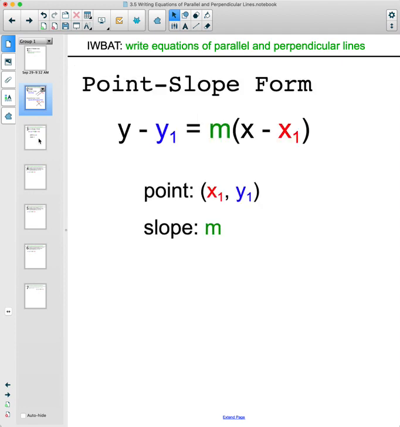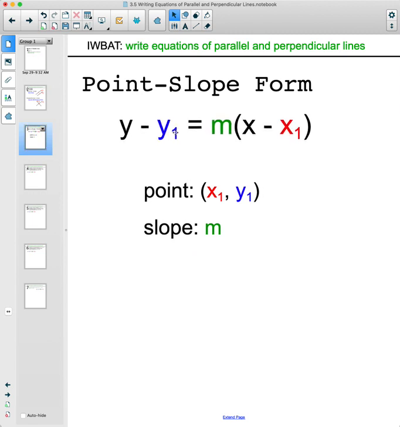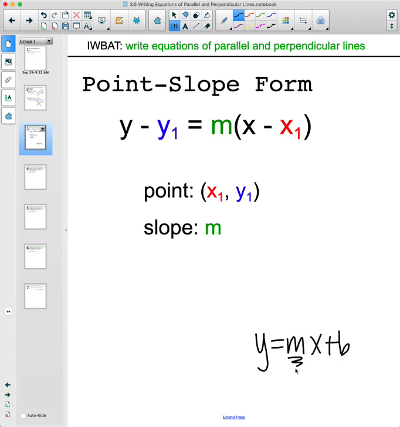So when we're writing equations of lines, it's often easy to start in point-slope form. You also know slope-intercept form, that's y equals mx plus b form. This form is really easy when you know the slope and you know the y-intercept. But the y-intercept is only an ordered pair that starts with x equals 0 and then some y value, whatever that happens to be.